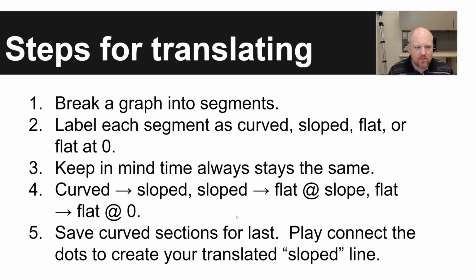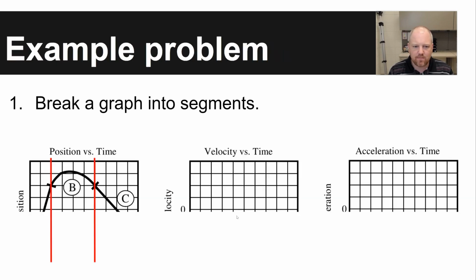Steps for translating graphs, what I always like to do is to break a graph into segments, to label each segment as curved, slope, flat, or flat at 0. Keep in mind that whatever time segment you're working over is going to be continuous from one graph to another. Do the whole curve to slope, slope to flat at 0 thing. And my recommendation is to save any curved sections for last and play connect the dots. And I'll explain that in just a moment.